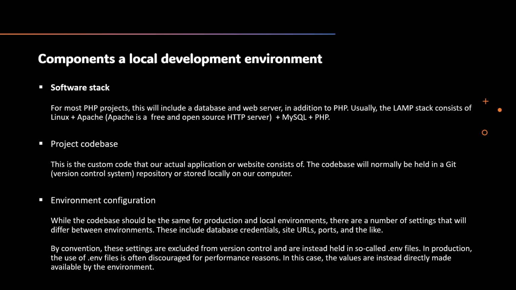While the code base should be the same for production and local environments, there are a number of settings that will differ between environments, and this includes database credentials, site URLs, ports, and many others. By convention, these settings are excluded from version control systems and are instead held in so-called env files. In production, the use of env files is often discouraged for performance reasons. In this case, the values are instead made directly available by the environment.